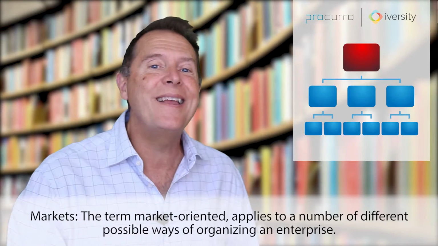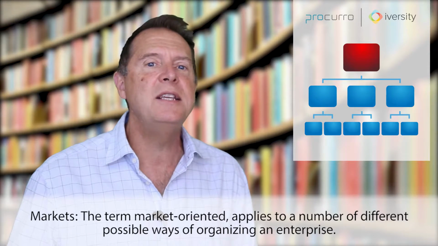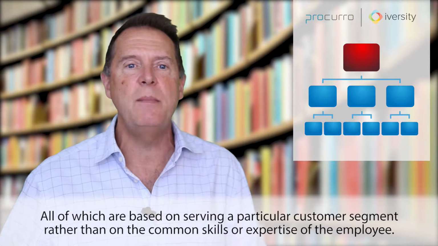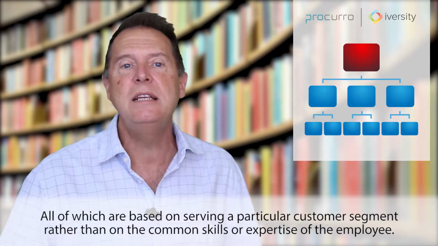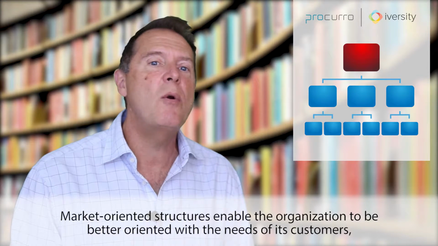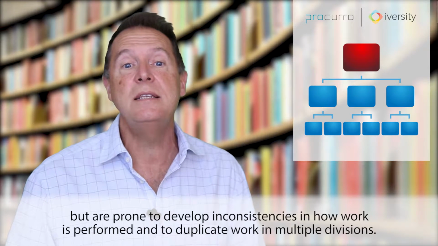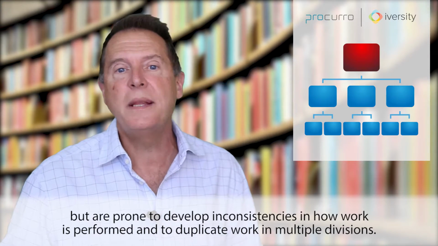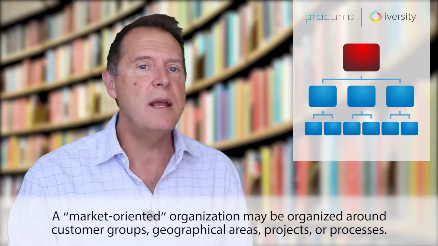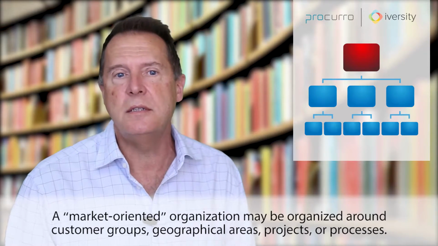Markets. The term market-oriented applies to a number of different possible ways of organizing an enterprise, all of which are based on servicing a particular customer segment rather than on the common skills or expertise of the employees. Market-oriented structures enable the organization to be better oriented with the needs of its customers, but are prone to develop inconsistencies in how work is performed and to duplicate work in multiple divisions. A market-oriented organization may be organized around customer groups, geographical areas, projects, or processes.